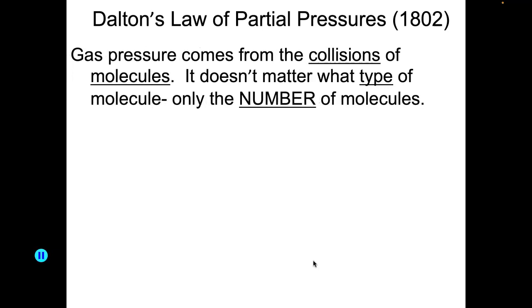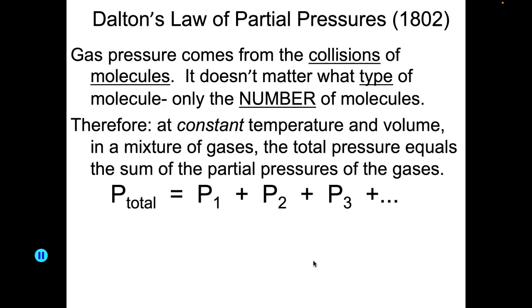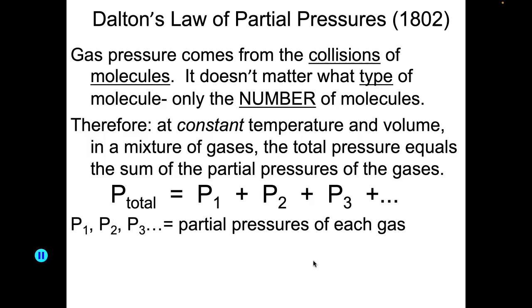All right, the next one that we're going to talk about is Dalton's law of partial pressures. Dalton came up with this in 1802. He found that gas pressure comes from the collisions of molecules, and it doesn't matter what type of molecule, only the number of molecules. Therefore, at a constant temperature and volume, in a mixture of gases, the total pressure equals the sum of the partial pressures of all the gases. So our total pressure is the pressure of gas 1, gas 2, and gas 3 all summed together. All right, and those are the partial pressures of each gas.